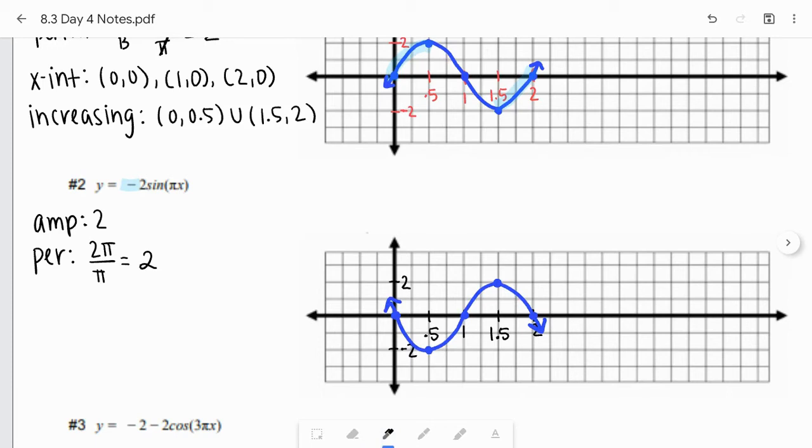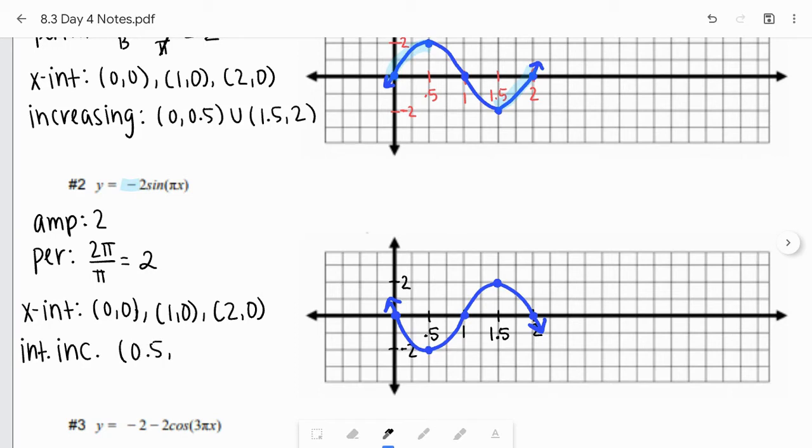Okay, so let's identify our x-intercepts again. Those have not changed, so we are at (0, 0), (1, 0), and (2, 0). And then if we want to know our intervals that are increasing again, that would be only from a half, so 0.5 to 1.5. That's where I am increasing. Everywhere else, I'd be decreasing.